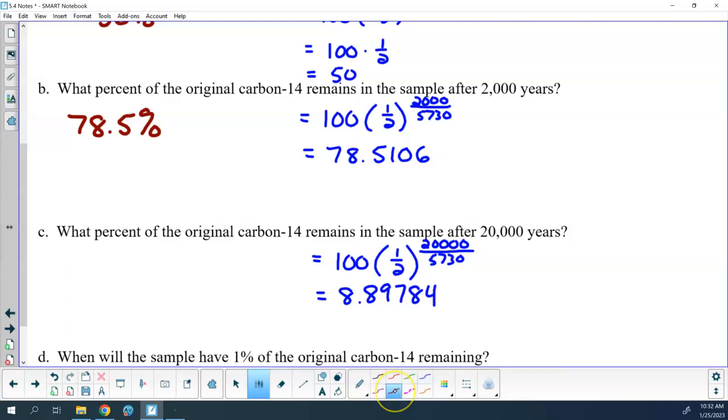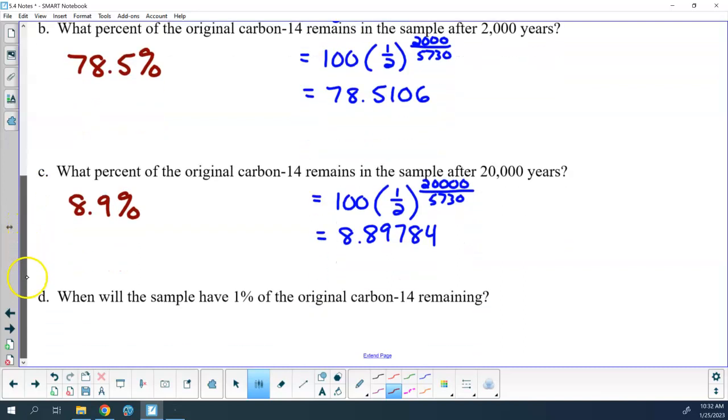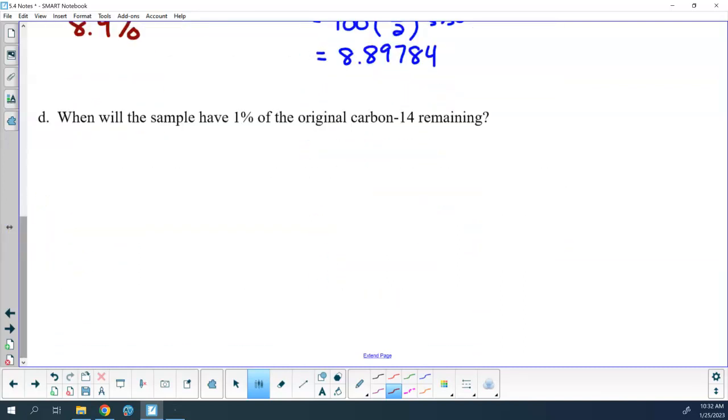I got 8.89784. So let's call it 8.9%. Agree with me on that one? Okay. And then the final question, when will the sample have 1% of the original carbon-14 remaining?